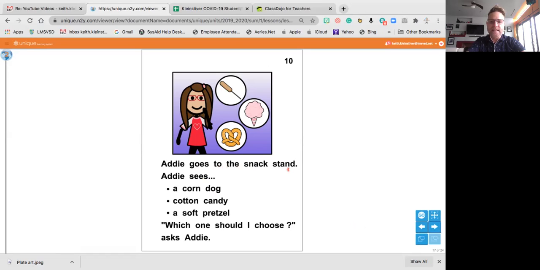Addie goes to the snack stand. She sees a corn dog. There it is. Cotton candy right there. A soft pretzel. There it is. Which one should I choose? Asked Addie. Which one would you choose? Point. I would choose the cotton candy.